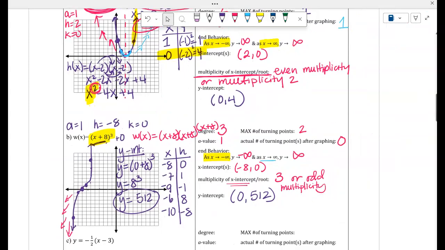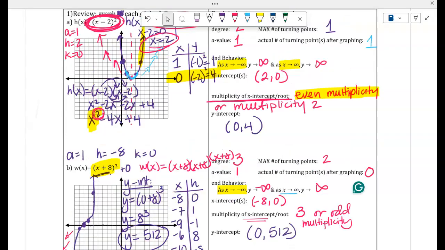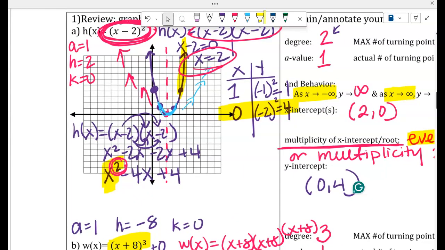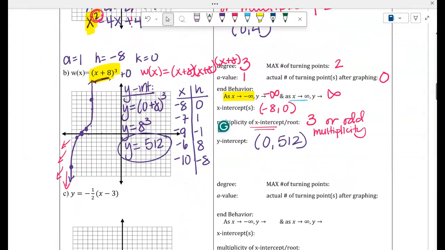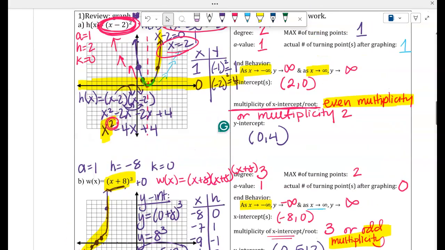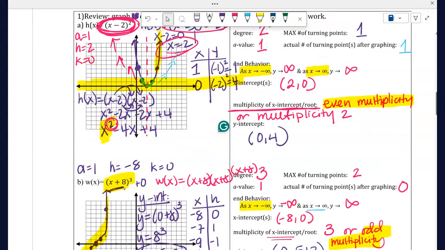Now let's look at the 2 graphs so far. Let's talk about the definition of multiplicity. So we talked about even multiplicity, guys. Okay, so even multiplicity is when it bounces off the x-intercept. Can you guys see that doesn't go through? Now let's look at B. It says odd multiplicity here, multiplicity of 3. That is when it runs through the x-axis, okay? So that's why odd multiplicity crosses the x-axis, and even multiplicity, like review A, bounces.